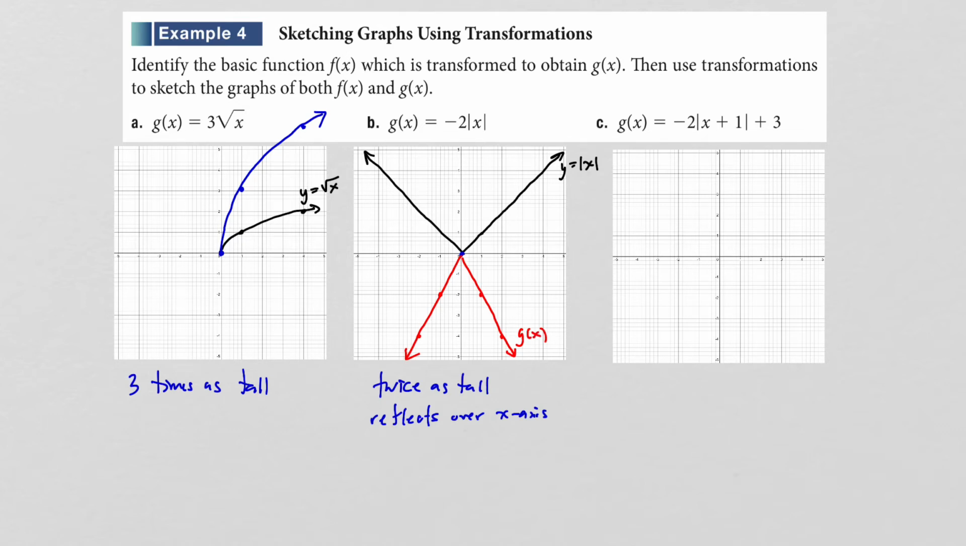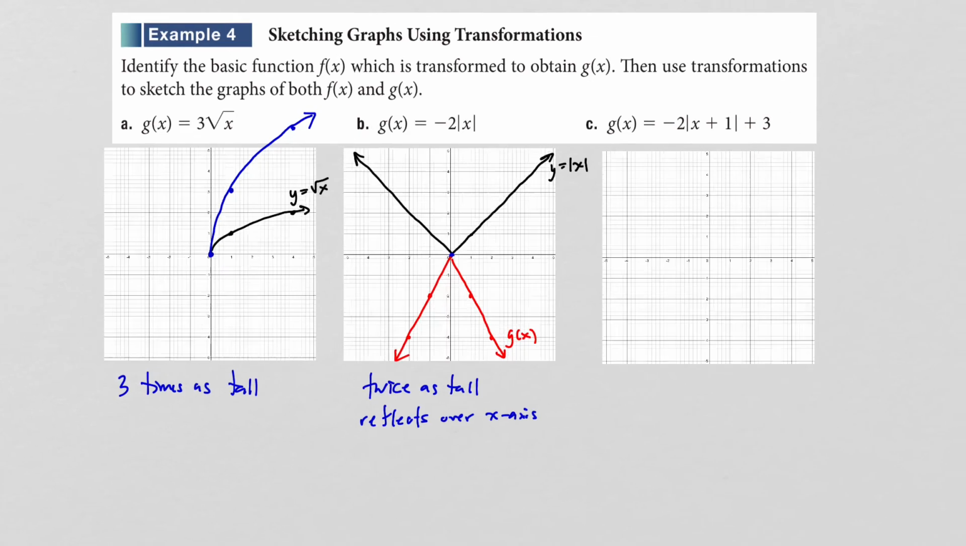And then for our final example, you can see that we have an absolute value function, and we're doing 3 things to this function. We are moving it to the left 1 unit, and then we are multiplying it by negative 2, which is going to make it twice as tall and also reflected across the x-axis. And then the last thing we're doing is we're adding 3.